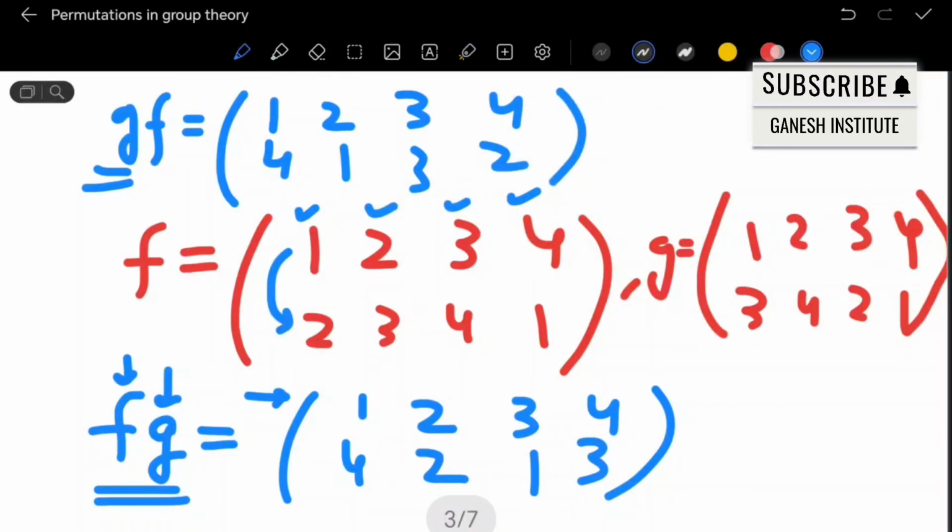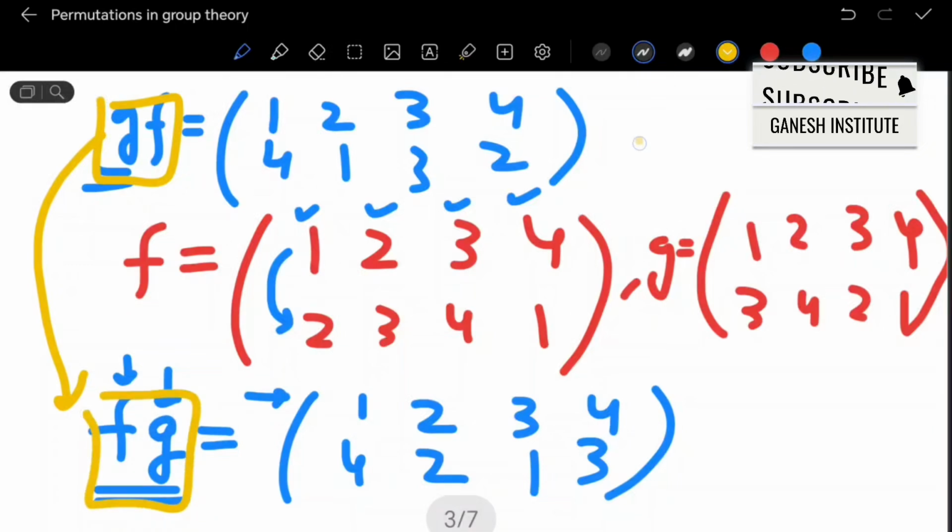So can we say that the compositions GF and FG are equal? See here? No. So we can say that the product of permutation is not commutative. Not always commutative.